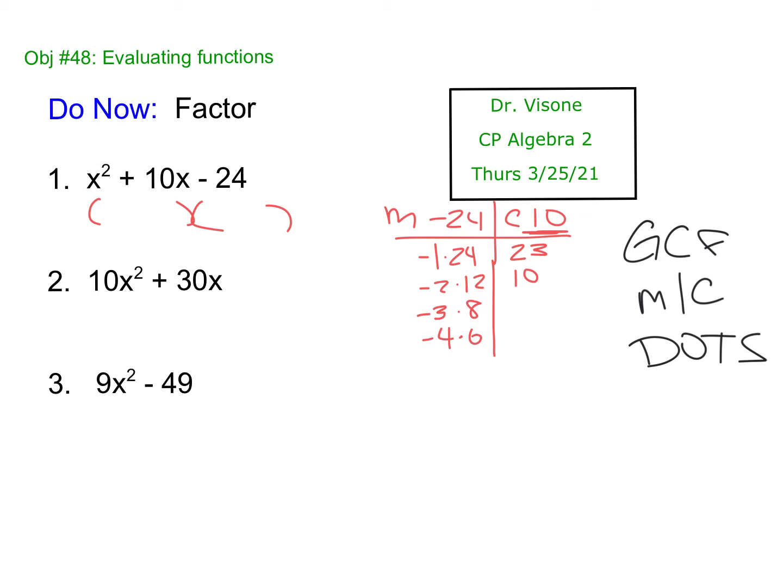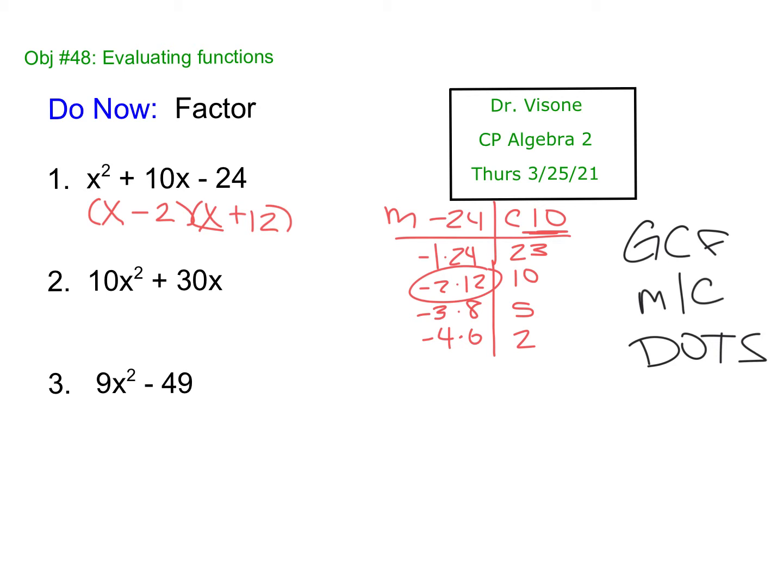And then when we combine, you get negative 2 and 12, not the 4 and the 6. So if you have 4 and 6, remember, one of those has to be negative. Those do not combine to 10, they combine to 2. So minus 2 plus 12.